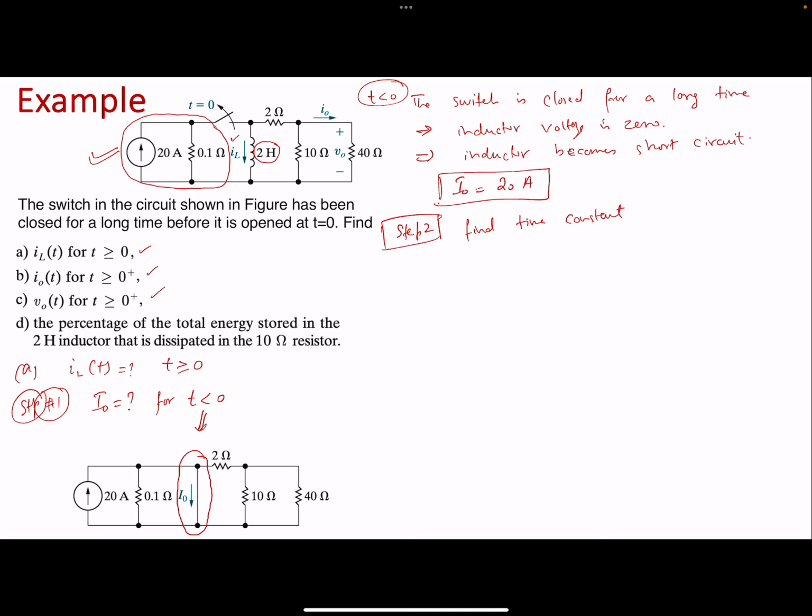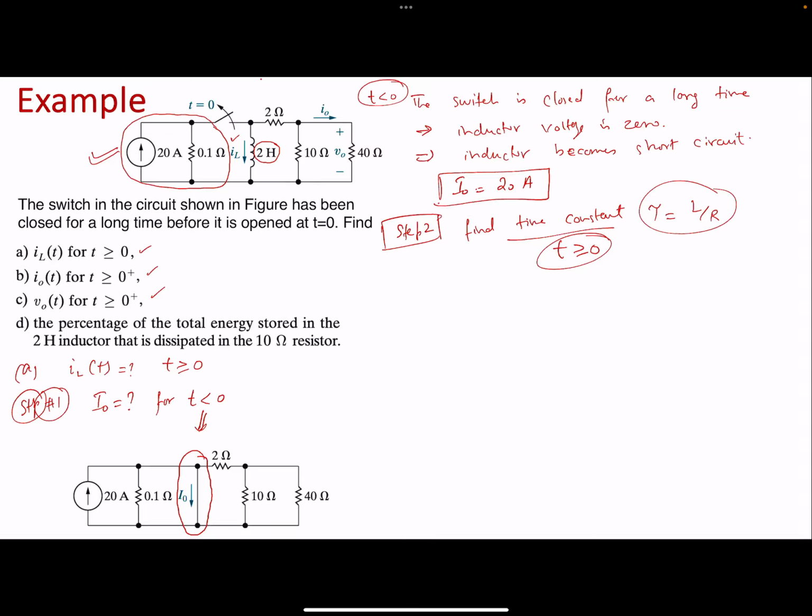Okay, so let's find the time constant, tau, and we know that tau is equal to L over R. This time constant represents the rate of decay of the current, and it needs to be found for t greater than or equal to 0. So first let's draw what the circuit is going to look like for t greater than or equal to 0, after the switching event.